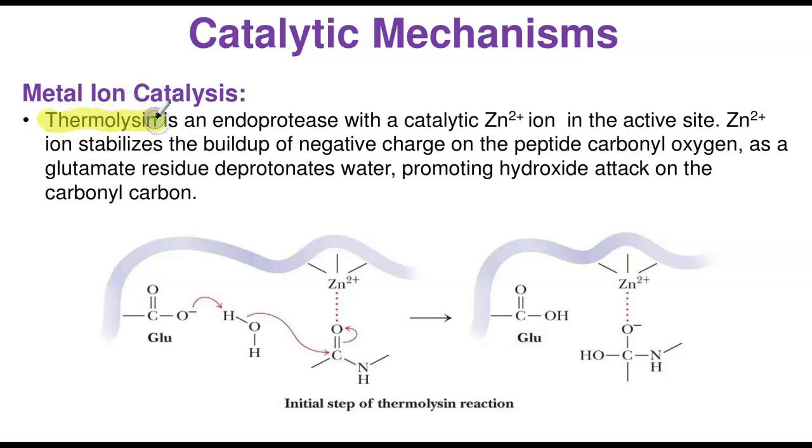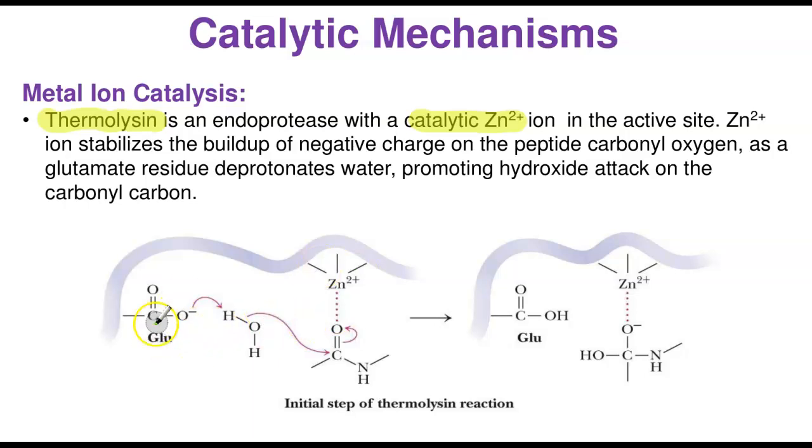Thermolysin is an endoprotease that has a zinc ion as its catalytic metal. The same thing happens in carboxypeptidase, which also uses zinc ion in the active site. So what does the zinc ion do? It stabilizes the buildup of negative charge on the peptide carbonyl carbon, as a glutamate deprotonates water, promoting hydroxide ion attack on the carbonyl carbon.